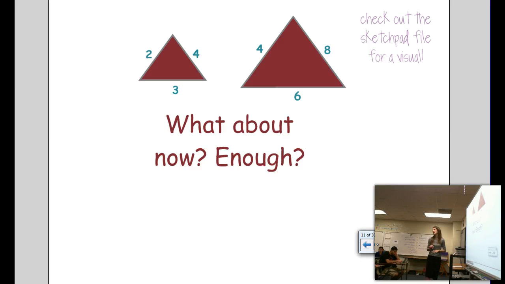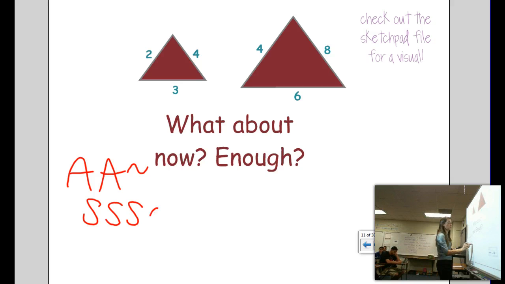But what if I give you all three sides? We don't know any of the angles, but we know all three sides. I think we're going to be okay, because remember those angles are related to the sides, the smallest angle across from the smallest side. So what would we call this one? The other one was called angle, angle, squiggly. What would we call this one? Side, side, side, and you have to put the squiggly, or else you're proving them congruent.